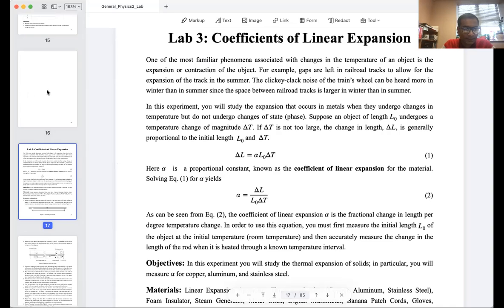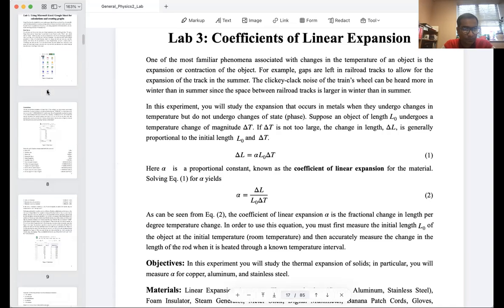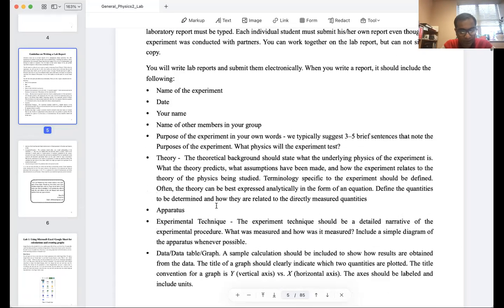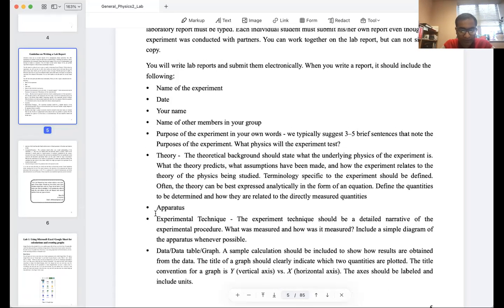All right, the next thing is the experimental technique or the method. The next thing is the apparatus. So you should also write down the apparatus or the materials you used. You can copy line by line for this one because there is no other way to do that.